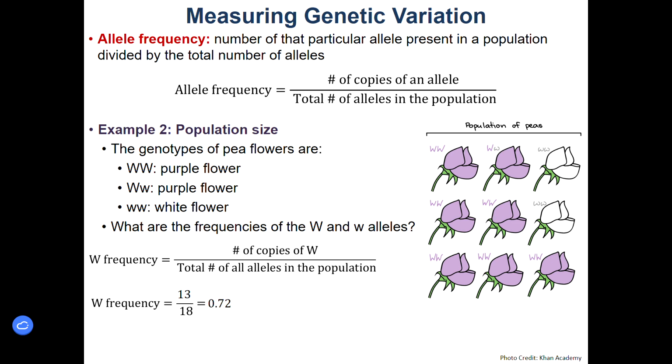You get 0.72. This is a good time to tell you that you need to have some way to calculate numbers for class on Thursday. Your cell phone calculator is fine. We're not doing anything harder than, I think the hardest thing is a square root. So our allele frequency for purple flowers is 0.72. Now what is our allele frequency for little w?